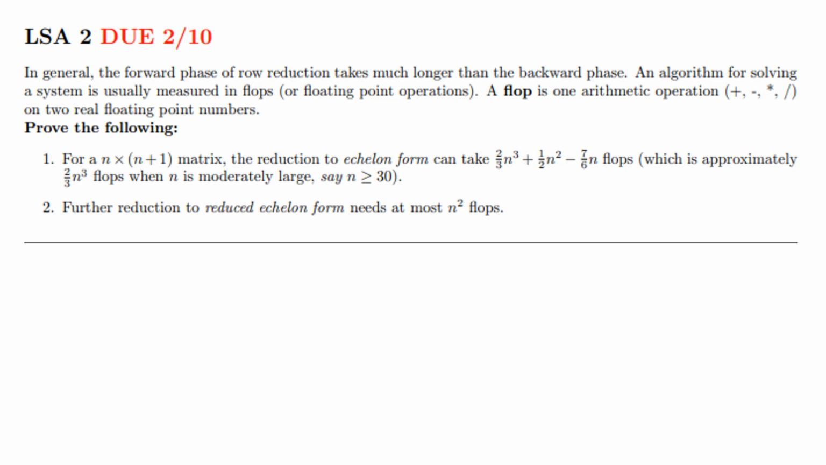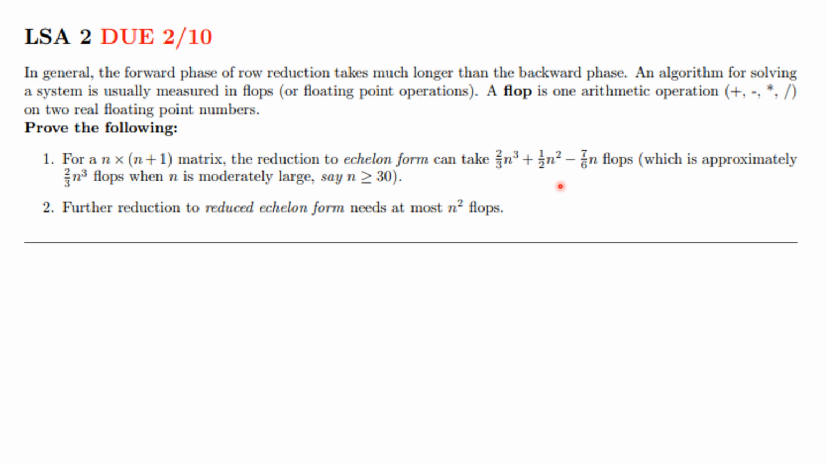Here's the second LSA, and we had a little bit of discussion after class on this, but what you're supposed to do is actually prove this for an n by n plus 1 matrix. And again, you can think about this as an n by n coefficient matrix, and then you have an augmented right-hand side. The reduction to echelon form can take, and again it says can take, that means this is worst case, 2/3 n cubed plus 1/2 n squared minus 7/6 n flops.